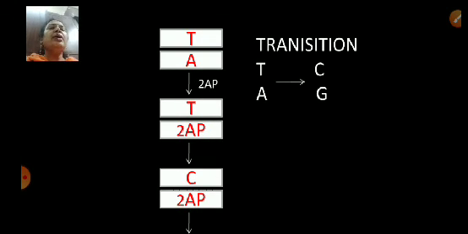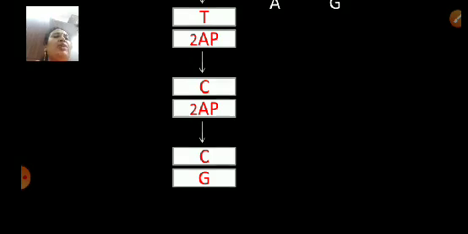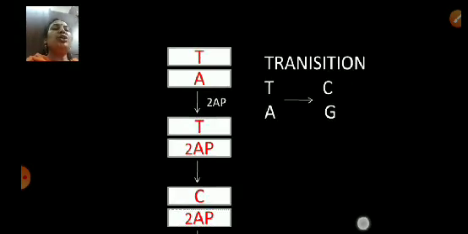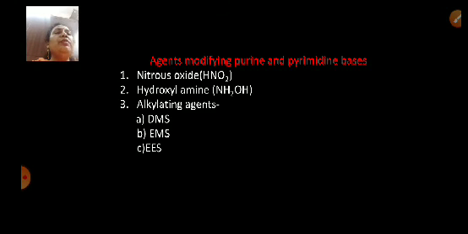Just look at this. Thymine pairs with adenine. Imagine that instead of adenine during replication, 2-aminopurine is added. It pairs with thymine, no problem. But in the next generation, if 2-aminopurine pairs with cytosine, then in the subsequent generation there will be CG pairing. So instead of TA pairing, it will be CG pairing. So an AT to GC transition will take place. Both base analogs, 5-bromouracil and 2-aminopurine, cause transition type of mutations.